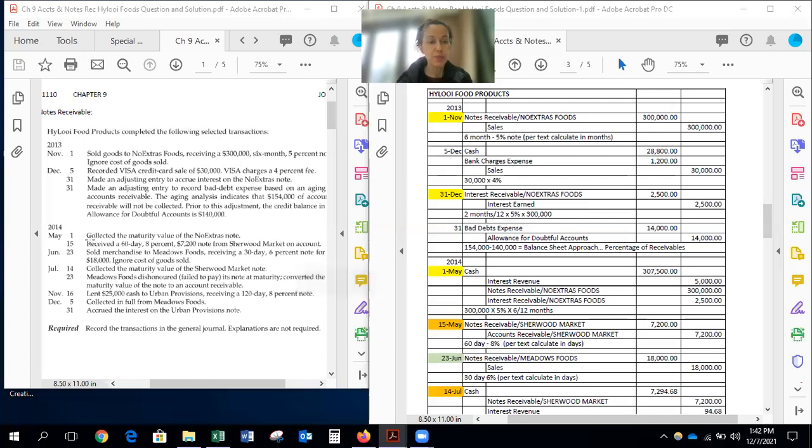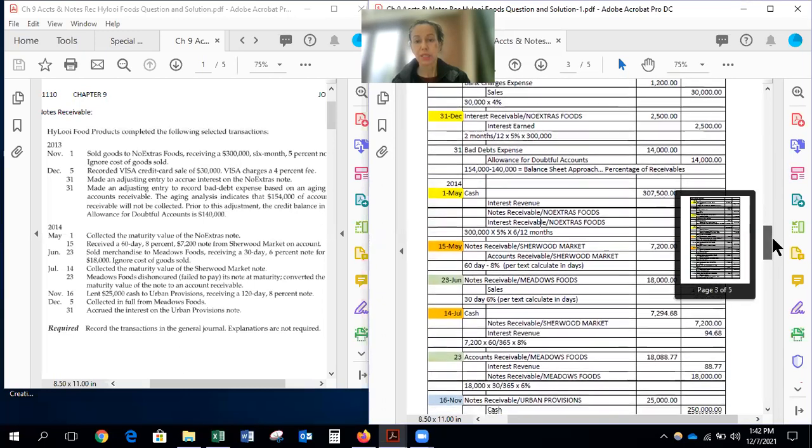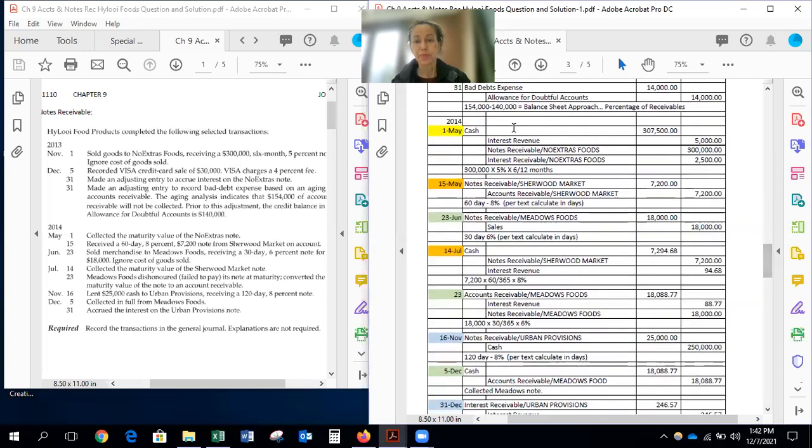Now, on May the 1st, we collected the maturity of no extra foods. So I'm just going to jump down to May 1st here. So on May the 1st, we collected the note. So how much cash did we receive? Well, the 300,000 times the 5% for 6 of 12 months, half a year. Okay, and again, the calculation is in months because the problem was presented to us in months. So the cash we receive is $307,500.